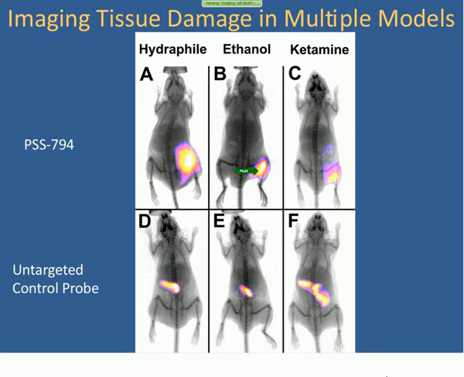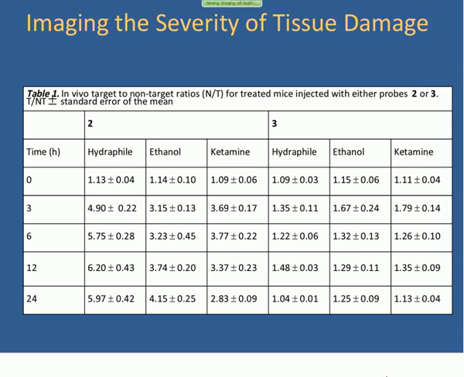Now, as we look at 3 different animals, here we are showing a typical animal from the hydrophile cohort, and the ethanol cohort, and the ketamine cohort. In each case, we see localized tissue damage to this muscle tissue when we use PSF794. When we use an untargeted control probe, we get no localization here. We just see it as it's clearing through the intestine.